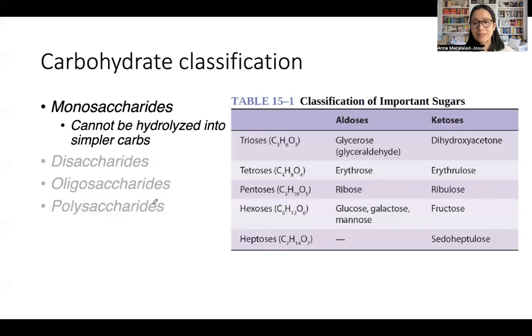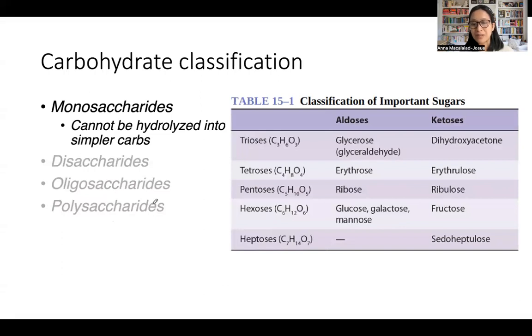So carbohydrates can be classified into 4 classes. You have your monosaccharides, your disaccharides, your oligosaccharides, and your polysaccharides. From the name itself, your monosaccharides is composed of one carbohydrate residue, so it cannot be hydrolyzed further into simpler carbohydrates. Your disaccharides is composed of 2. Your oligosaccharides is composed of 3 to 10. And your polysaccharides are composed of more than 10.